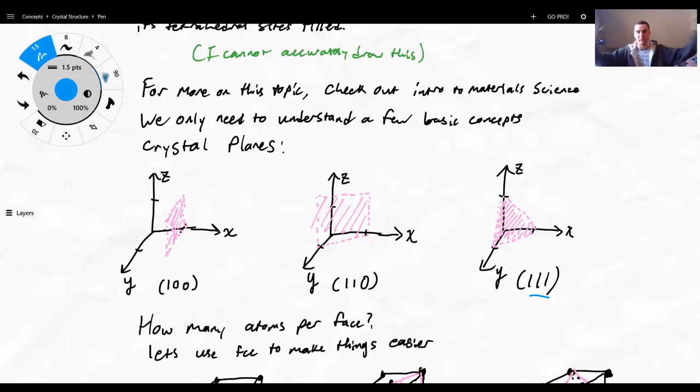But remember, these are all infinite planes that are stretching out in all directions, but this is sort of the angle that you're looking at. So those are sort of the important faces to consider. The 1, 0, 0, which intersects only one of your axes, the 1, 1, 0, which intersects 2, and the 1, 1, 1, which intersects all 3.